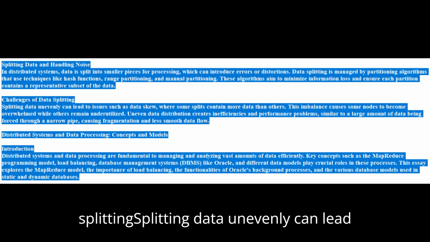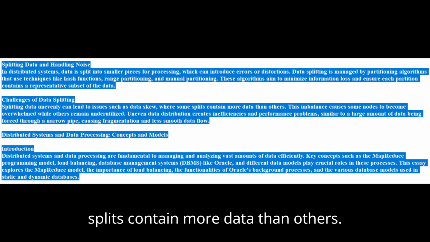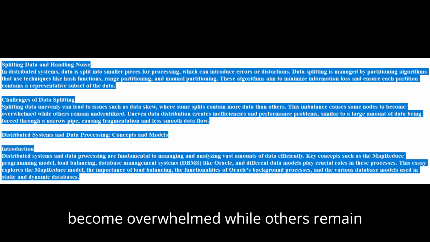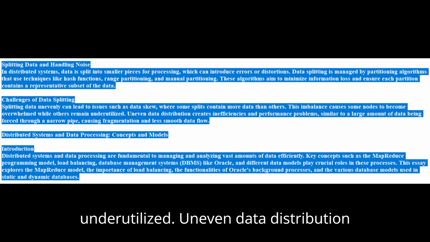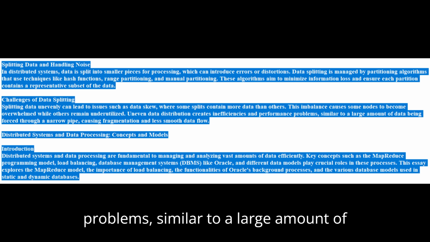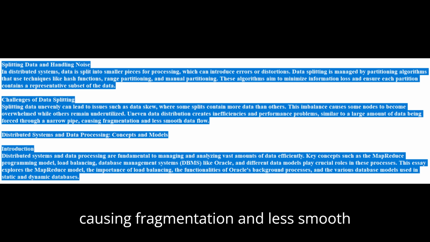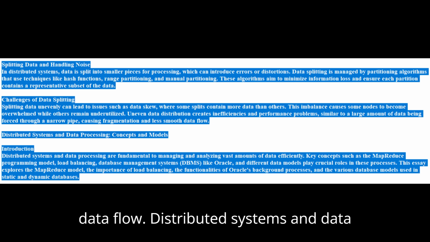Challenges of data splitting. Splitting data unevenly can lead to issues such as data skew, where some splits contain more data than others. This imbalance causes some nodes to become overwhelmed while others remain underutilized. Uneven data distribution creates inefficiencies and performance problems, similar to a large amount of data being forced through a narrow pipe, causing fragmentation and less smooth data flow.